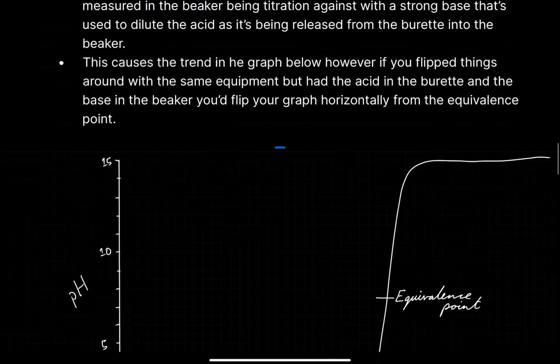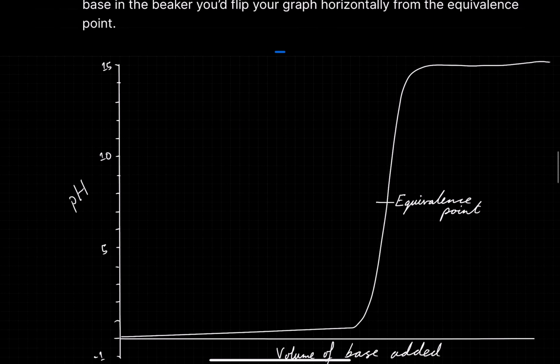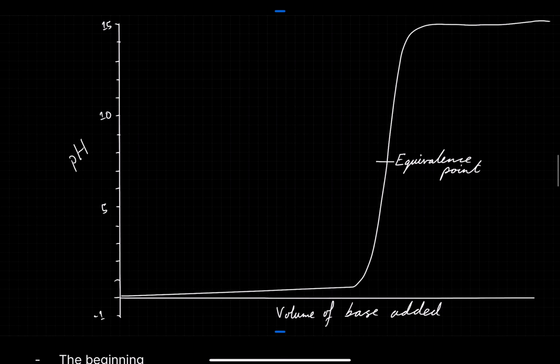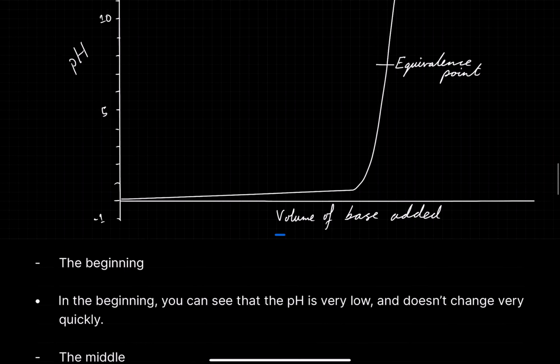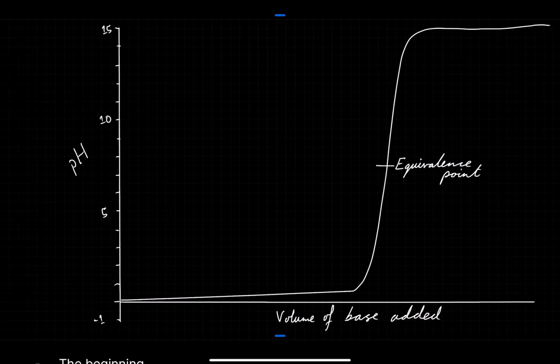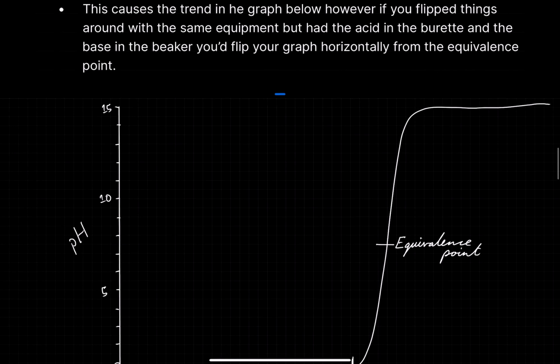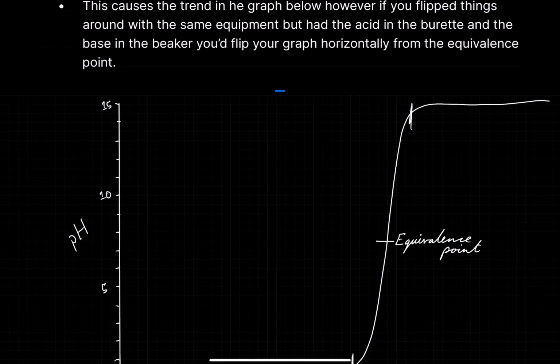What is the equivalence point? You'll see below. Now, as I said before, this is the reaction of an acid in our conical flask being titrated with a base that's going to be in our burette. So what we see here, and I'll go through this, right? Let's just say that this is our beginning, middle, and then end, right?